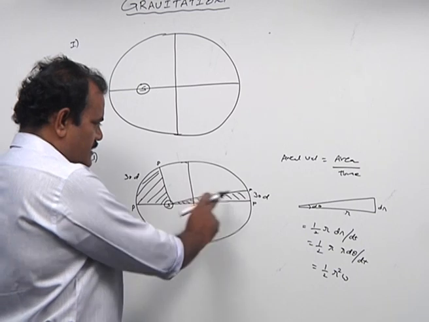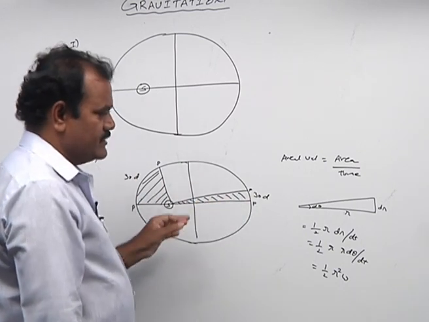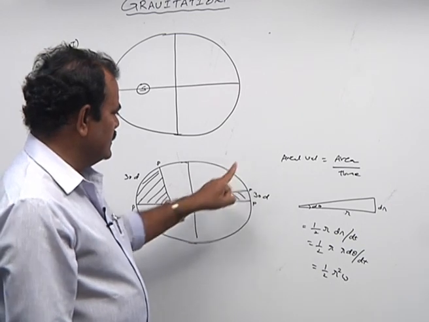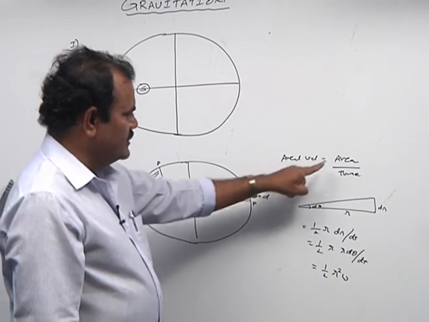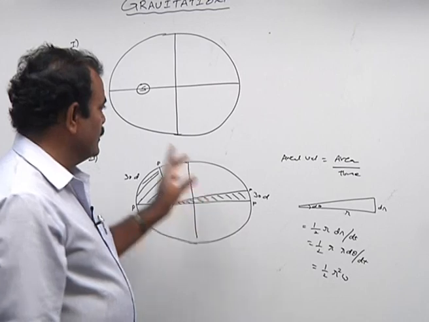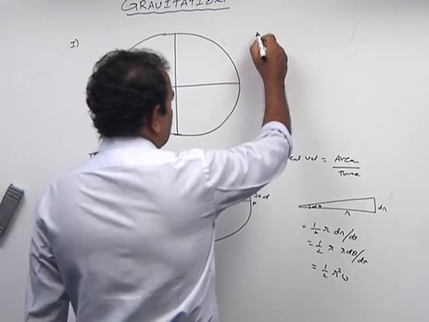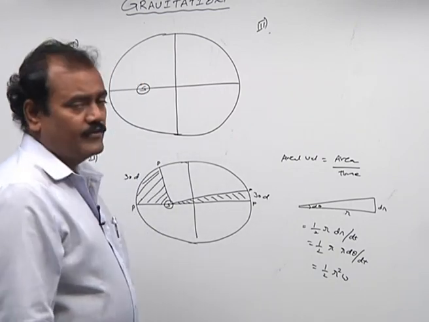The line joining the sun and a planet sweeps equal areas in equal intervals of time. Its meaning is that the aerial velocity of a planet is constant. We are taking this area by time, and ultimately we got 1 by 2 r square omega. Now the second law is completed. We are coming to the third one, the law of time periods.